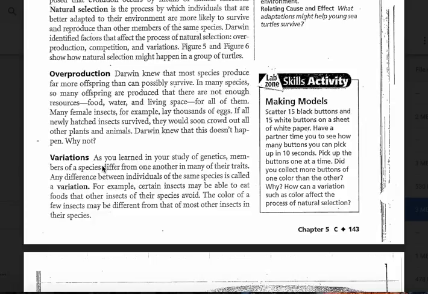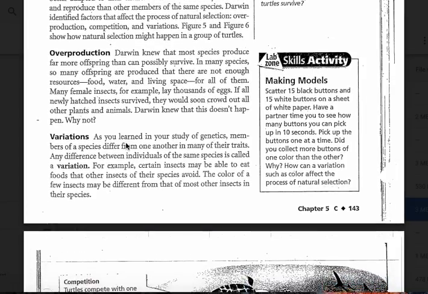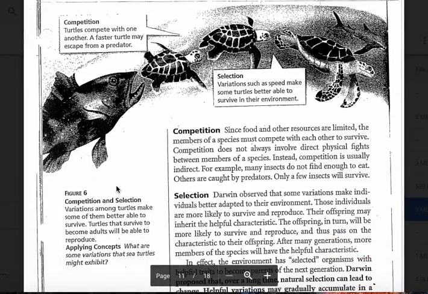Why not? As you learned in your study of genetics, members of a species differ from one another in many of their traits. Any difference between individuals of the same species is called a variation. For example, certain insects may be able to eat foods that other insects of their species avoid. The color of a few insects may be different from that of most other insects in their species. We'll come back up here in a minute.